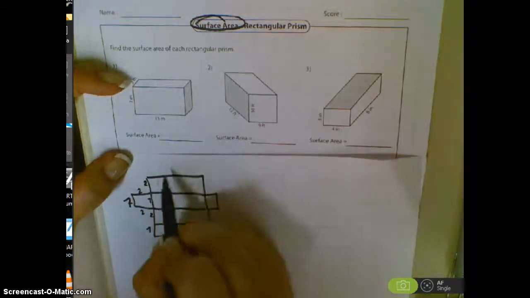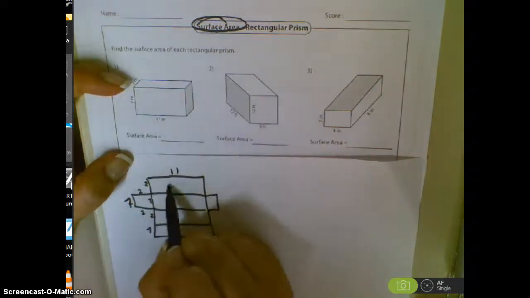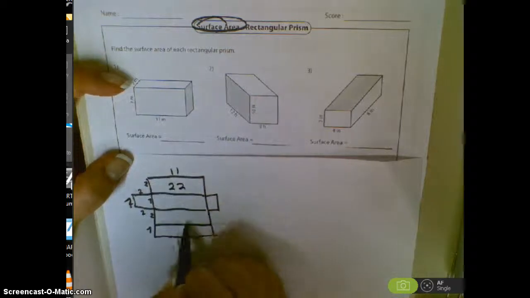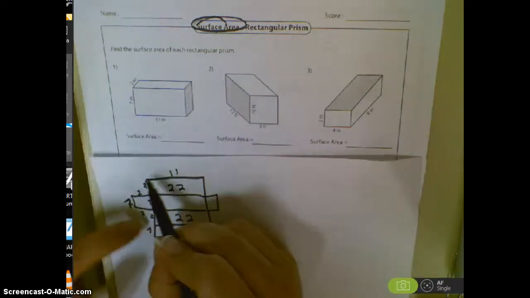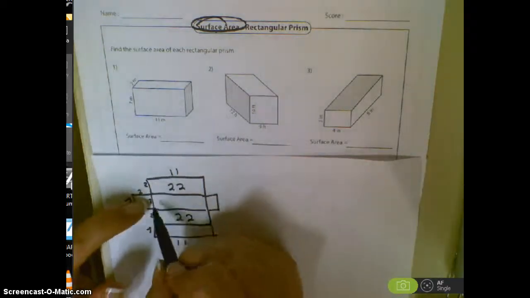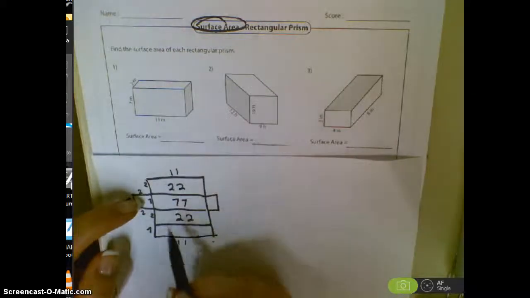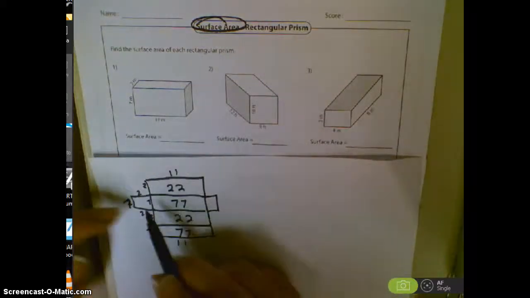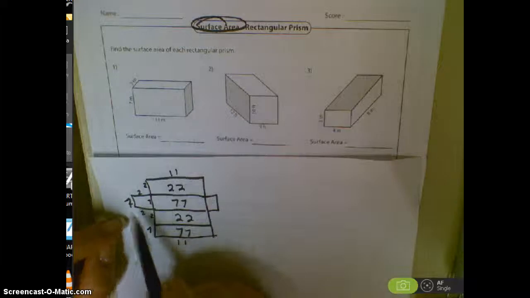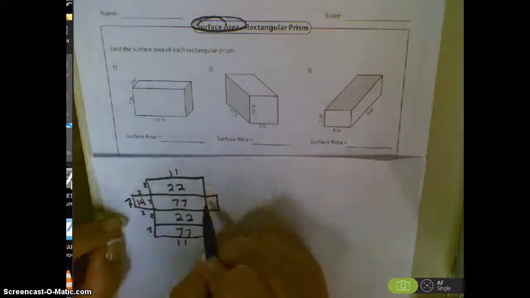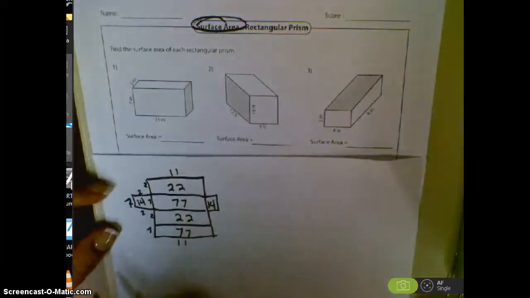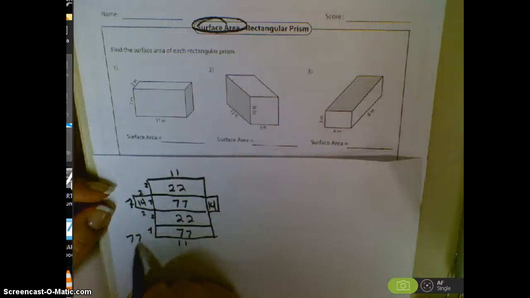Okay, so I can start figuring out some lengths. 11 times 2 is 22, and this would be the same, because that's my 2 side. This one was 7. 7 times 11 is 77, and this would also be 77. Now I get these little square pieces, and 7 times 2 is 14, so this would also be 14, so we can start adding them up. 77, 77, 22, 22, 14, and 14.